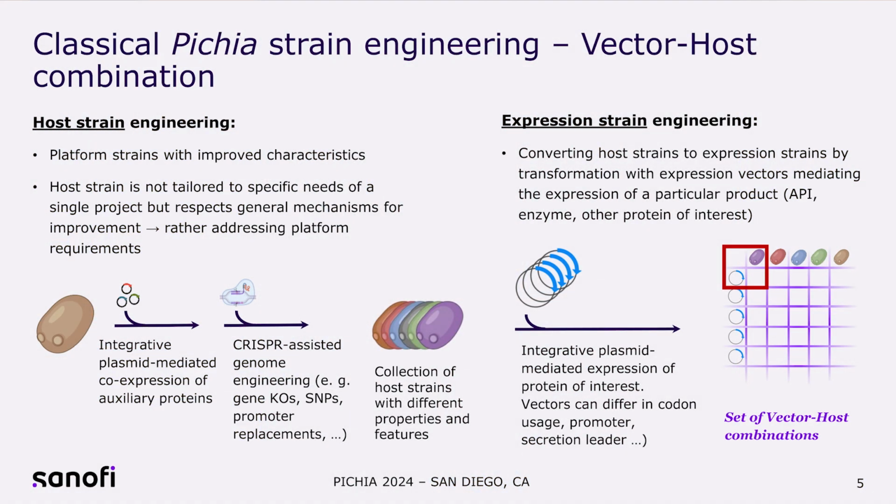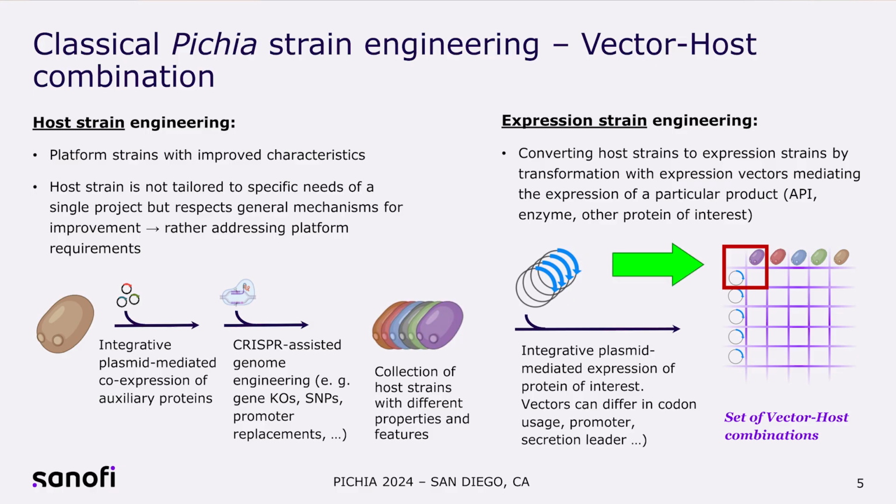And as a next step, you can then generate the expression strains. So you insert the expression vectors coding for the product, for your protein of interest, and there you can vary the codon usage, the promoters that you're testing to drive product gene expression, the secretion leader, and so on. And depending on the size of the individual aspects here, you can open up a matrix of different vector host combinations, and that can be pretty labor-intensive, of course, if you want to screen a lot of these combinations.